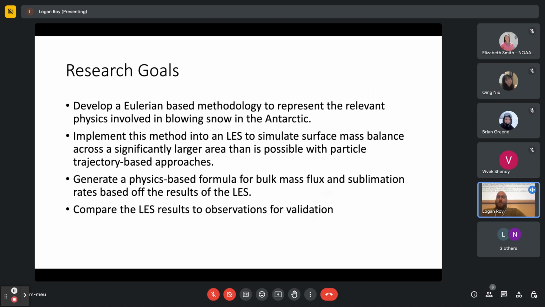Once we get all the simulation done, we then want to do the thing that everyone else cares about, which is to generate the physics-based formula for both the flux and sublimation rates based off of the LES. We hope that this is useful to other research. The idea would be for it to be implemented not just in the Arctic, but anywhere you have catabatic flows, so it should be generalizable.